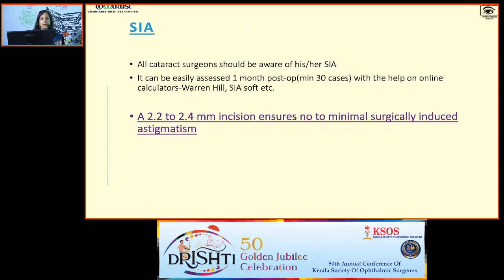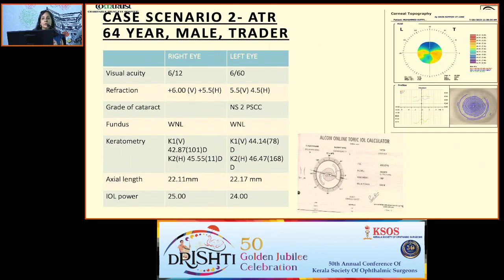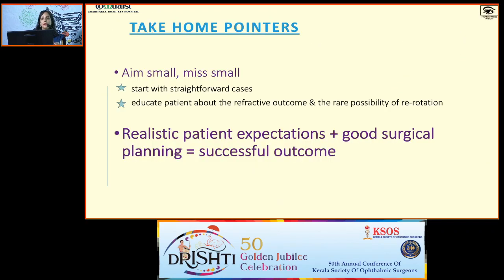autokeratometry. A 2.2 to 2.4 millimeter incision always ensures no to minimal surgically induced astigmatism, or SIA, and all cataract surgeons should be aware of their SIA. So these are just to show you a young patient with WTR astigmatism and an older patient with ATR astigmatism. Take-home pointers: aim small, miss small.